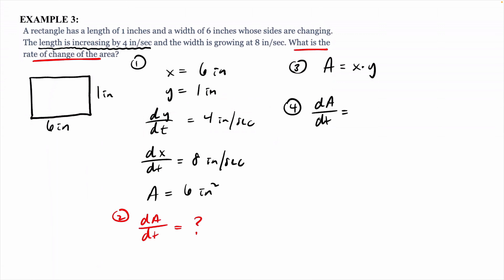Not dx. Product rule. There you go. So the product rule says the first times the derivative of the second. The derivative of y is dy over dt, plus the derivative of the first, dx over dt, times the second. That's step 4.